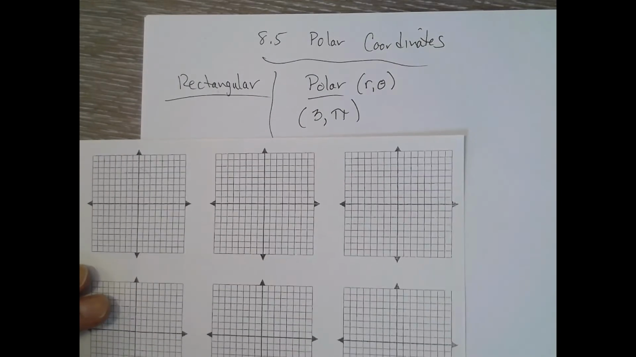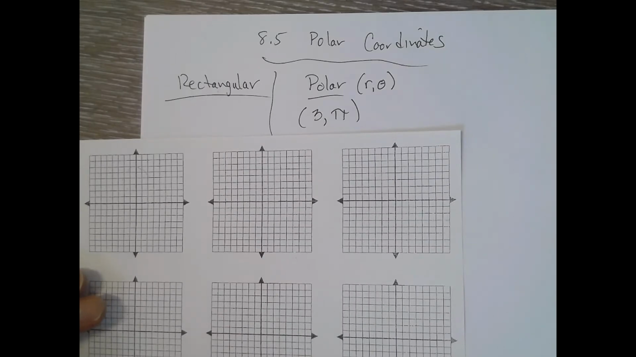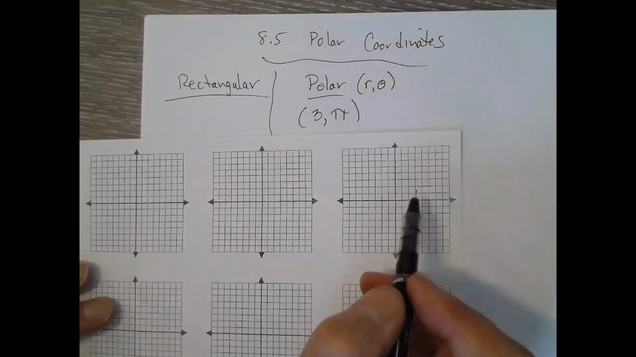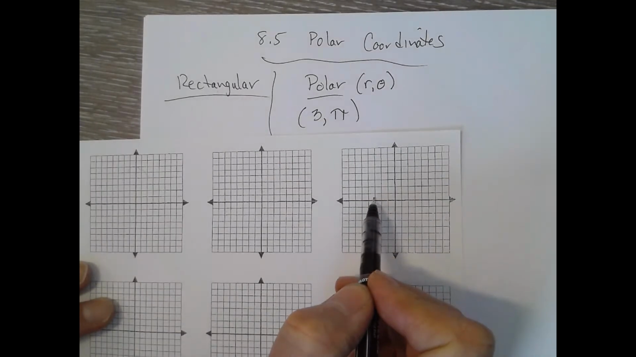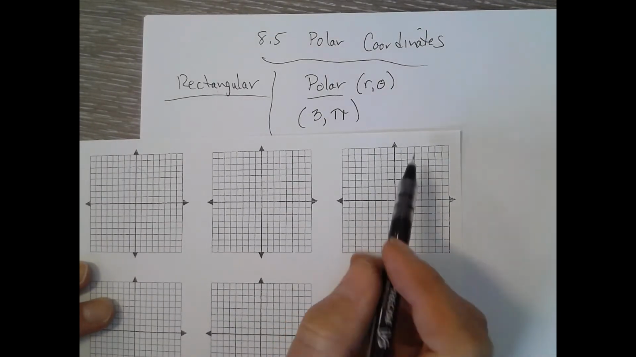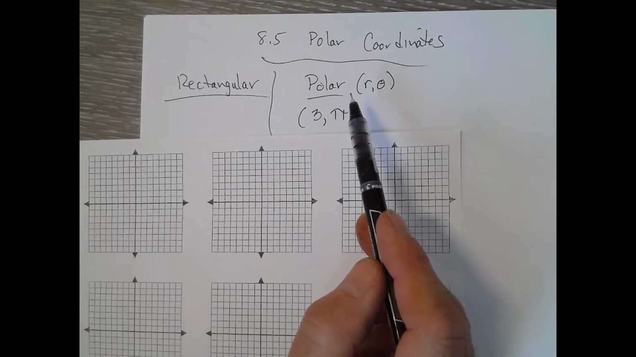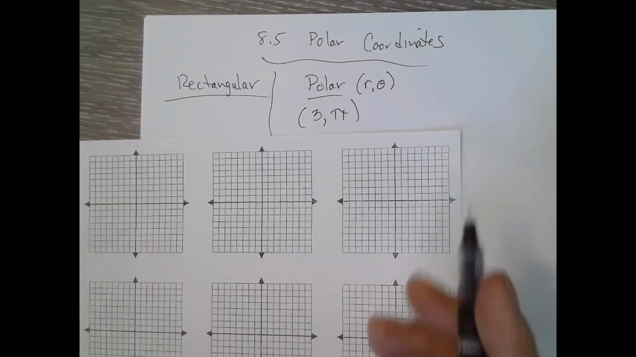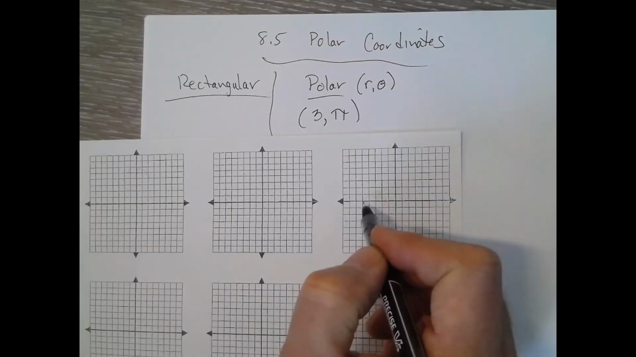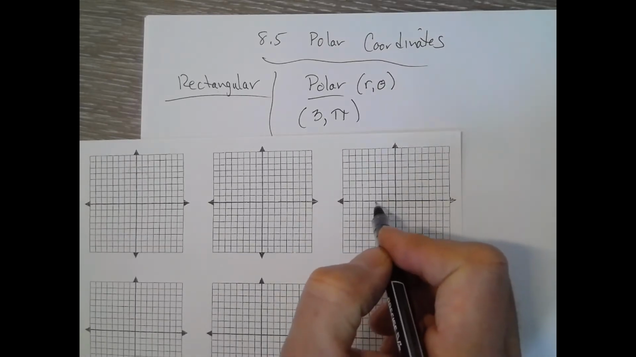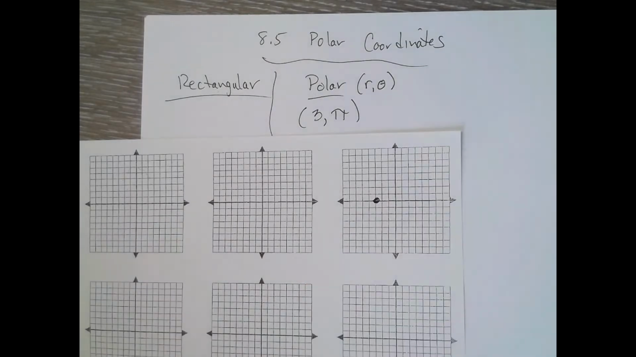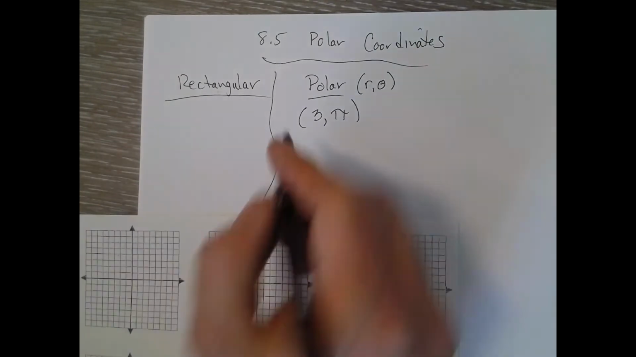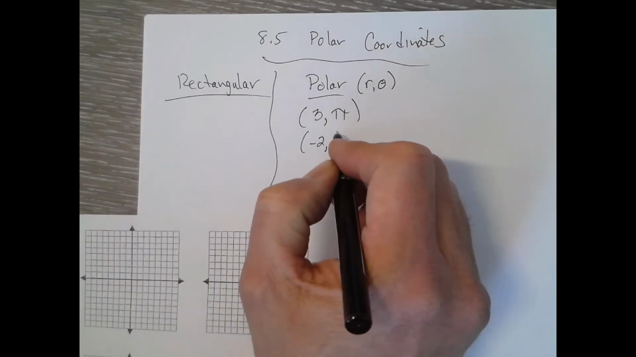All right, so 3 represents the distance, pi is the angle, pi is 180 degrees. Again, if you don't remember how to convert radians to degrees, you multiply by 180 over pi. So we get 180 degrees, so it's right over here, and the distance is 3, so that would be right there. That is 3 comma pi. Make sense?